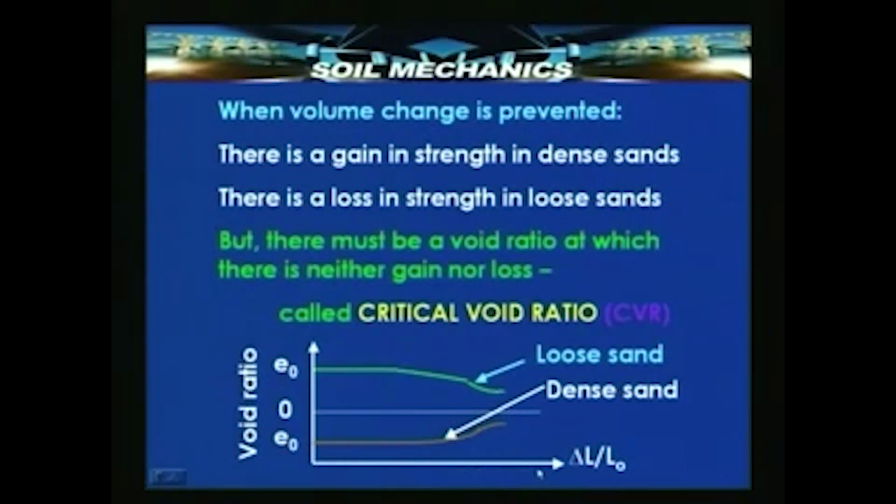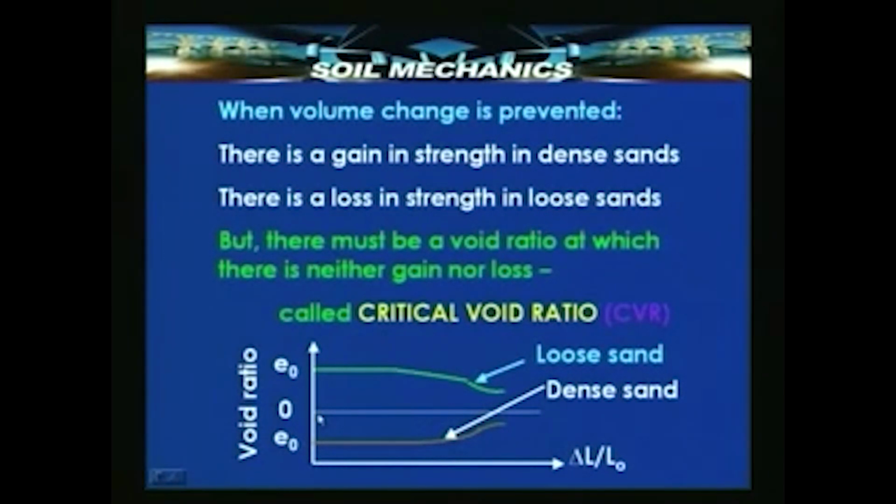As the axial strain goes on taking place and compression goes on taking place, if we do not permit volume change, a loose sand will go on showing a decrease in void ratio, whereas a dense sand will go on showing a slight increase in the void ratio.